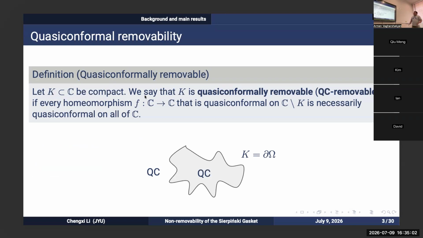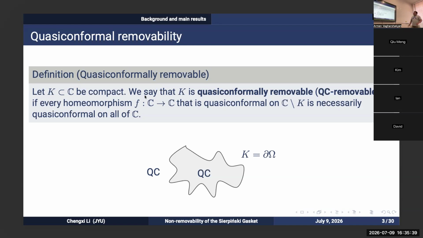First, we need to know what quasi-conformal removability is. Just now, my academic sister gave something about removability. So I'm also happy to see it again, so maybe we can make a better understanding. If K is a compact set, then we say that K is quasi-conformally removable if every homeomorphism that is quasi-conformal on C minus K is necessarily quasi-conformal on the whole of C, the whole complex plane.